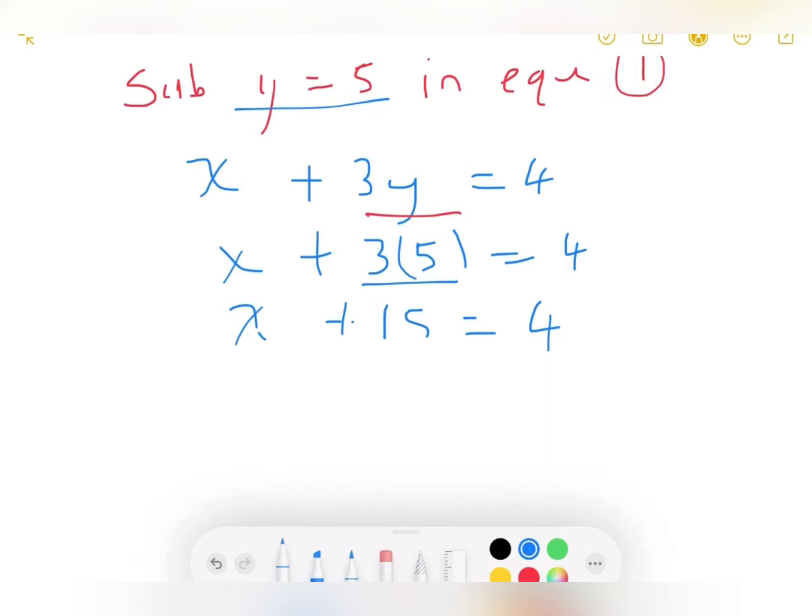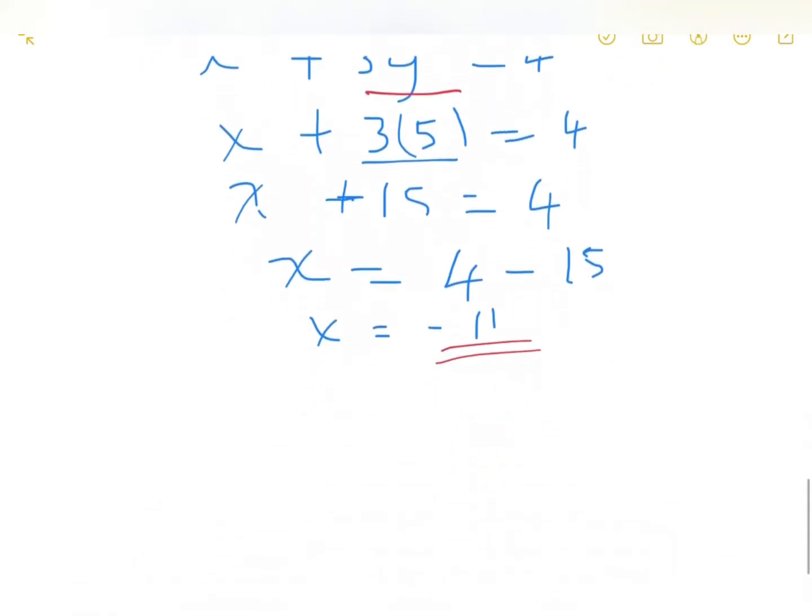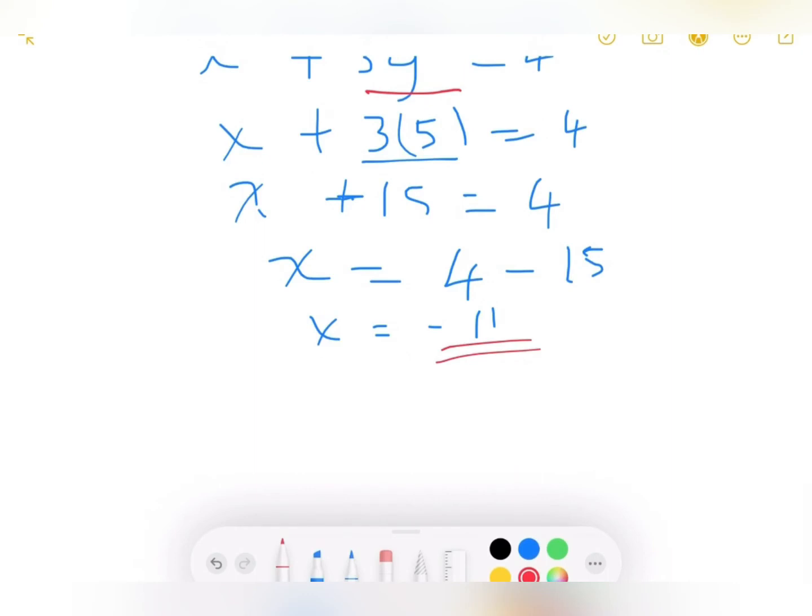Now we are going to solve for x, meaning we're going to make x the subject of this equation. So we'll have x equals 4 minus 15, which would give us x equals negative 11. And if we recall from the first example with the substitution, we got negative 11 for x. So using both methods, we arrive at the same answer, where y equals 5 and x equals negative 11. And this is the elimination method.